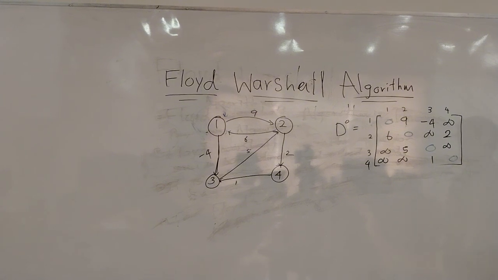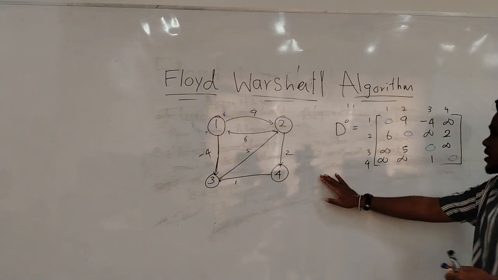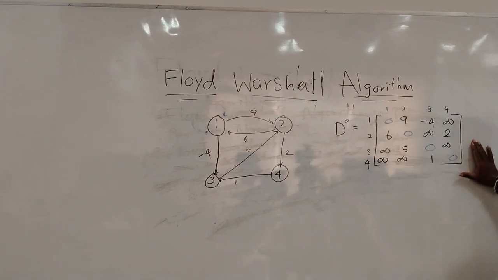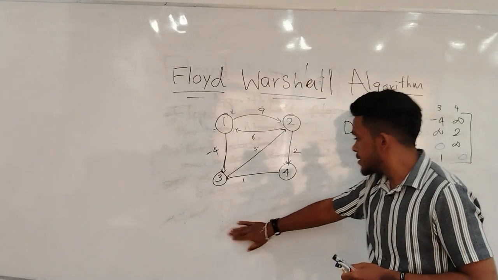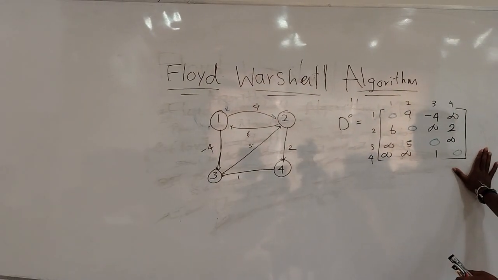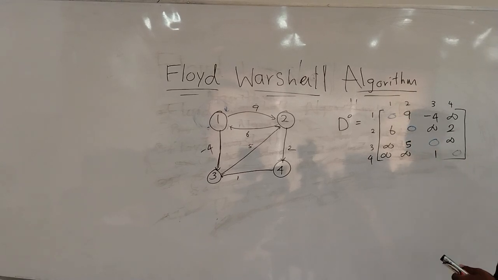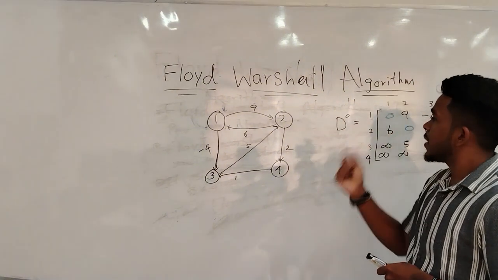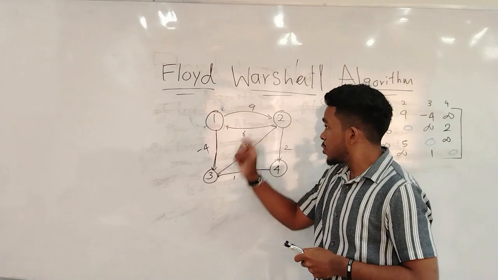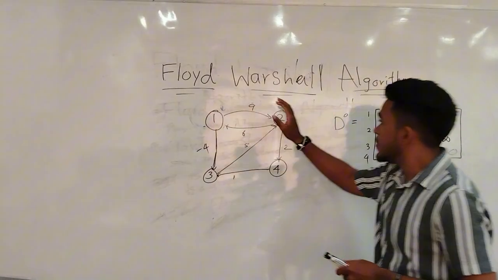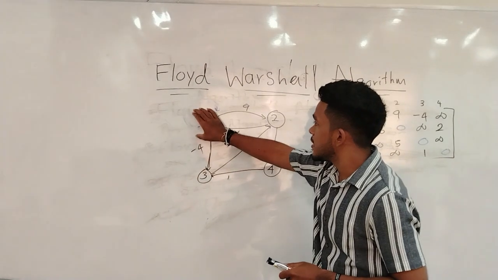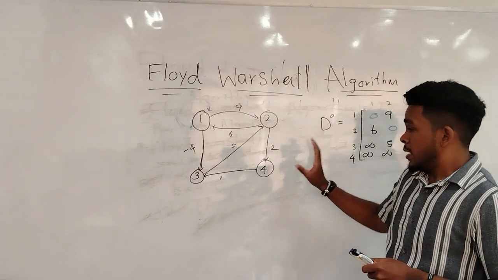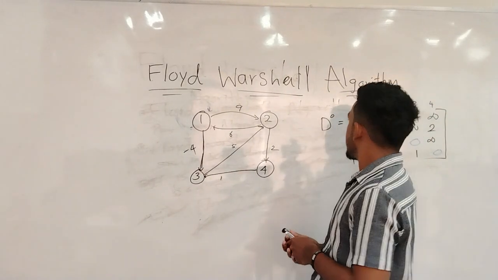So this is our initial matrix. For all the other parts we use this for the next. Then we find the shortest distance from vertex 1 to the following vertices. From one vertex to these following vertices, we next identify the shortest path.